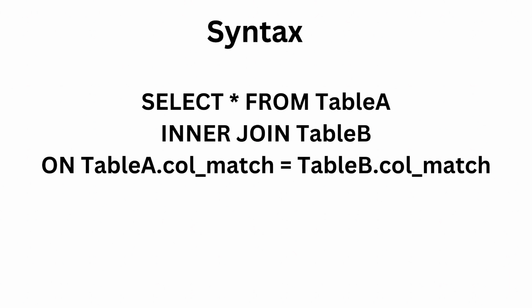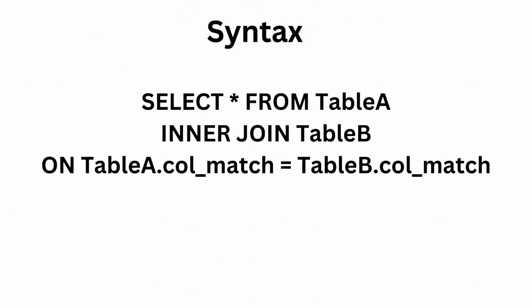So what's the actual syntax for this? Well, we can say select and then whatever columns you want. But in this case, we'll keep things simple by selecting all columns. And we say select all the columns from table A and then inner join with table B. And then we provide what we're actually matching on. So match on table A dot column match is equal to table B dot column match.